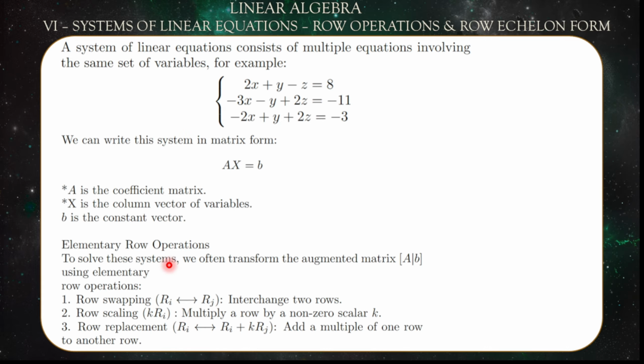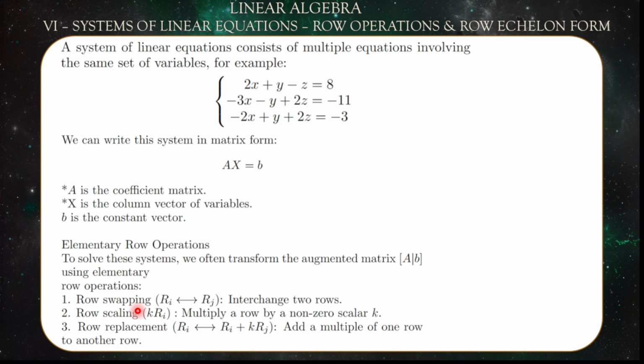You have elementary row operations, one of the methods to solve the systems. We often transform the augmented matrix AB using elementary row operations. This was the same method by which we've gotten the inverse matrix, not too long ago, a few slides back.